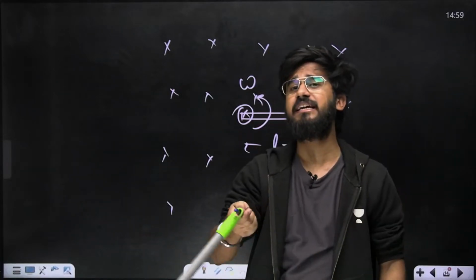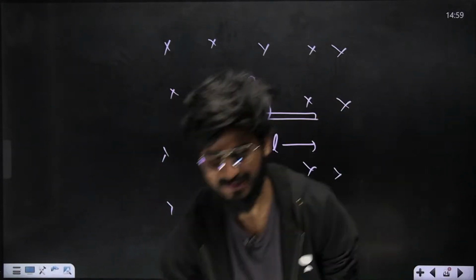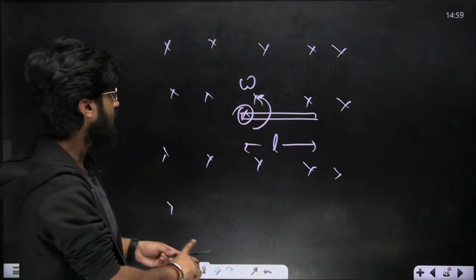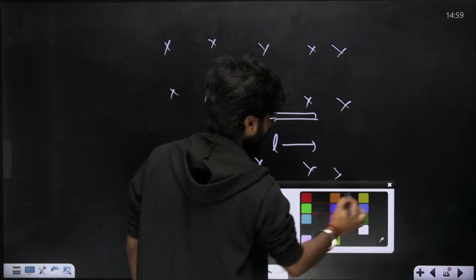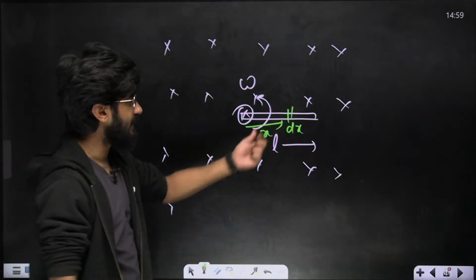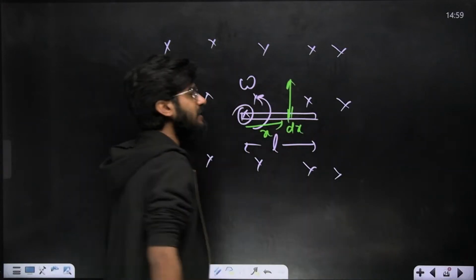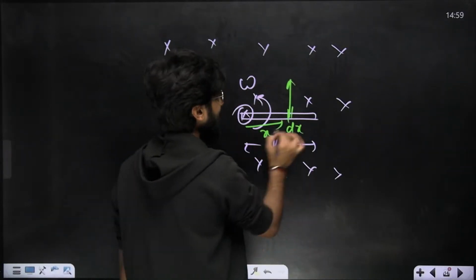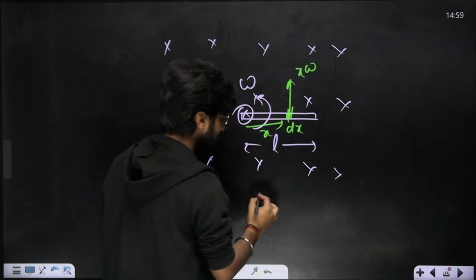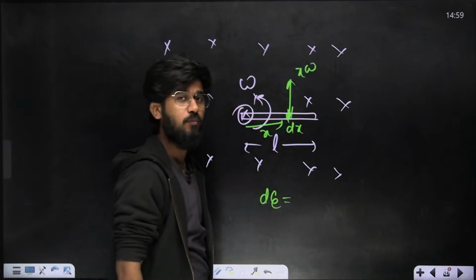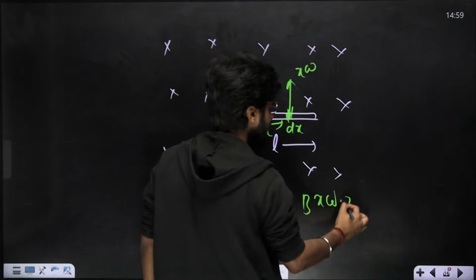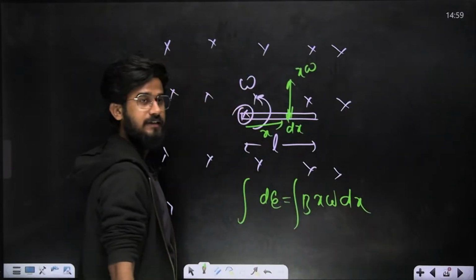If it is rotating, it simply means that it is also cutting the magnetic field lines. We will go along x and take an element dx, moving in this direction with velocity v equal to r omega, which means x omega. The small motional EMF produced in this element is, what is the formula? BVL. So v is x omega, and the length of this element is dx. Just integrate it from 0 to L.